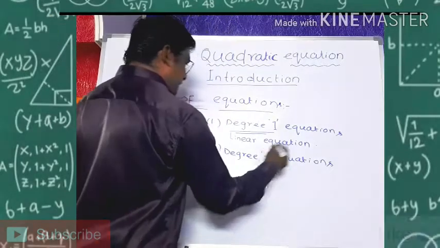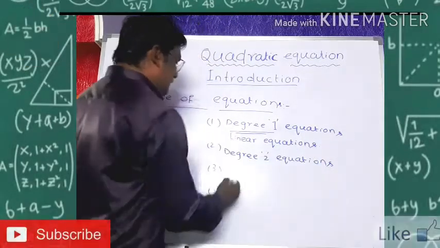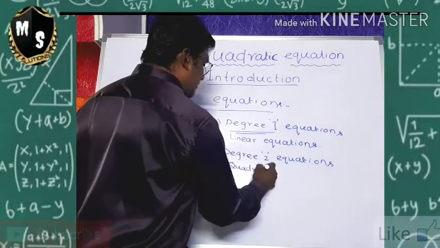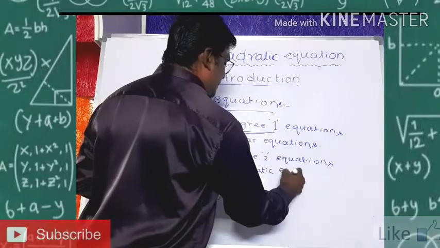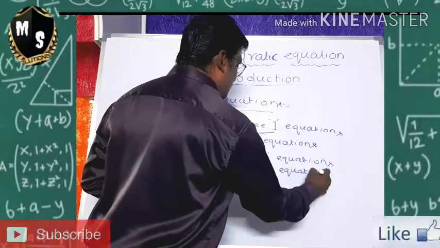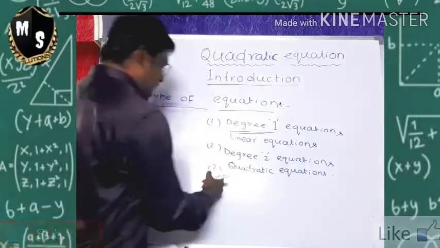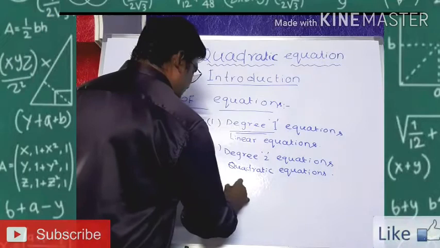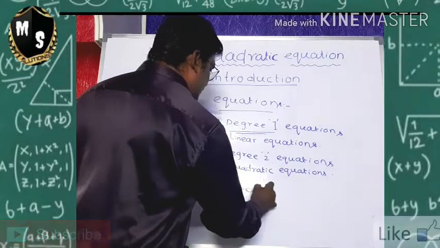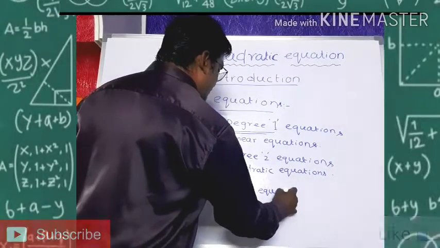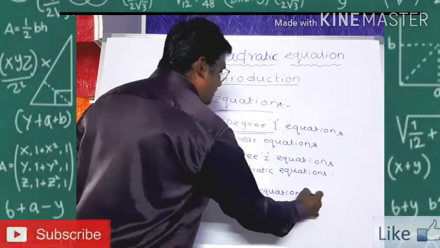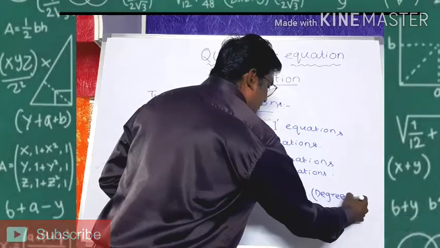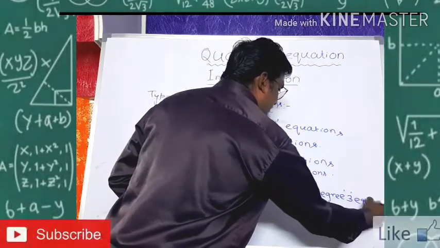Now it is linear equations. Degree 2 equations are called quadratic equations. Degree 3 equations are called cubic equations. That means cubic equations are the degree 3 equations.